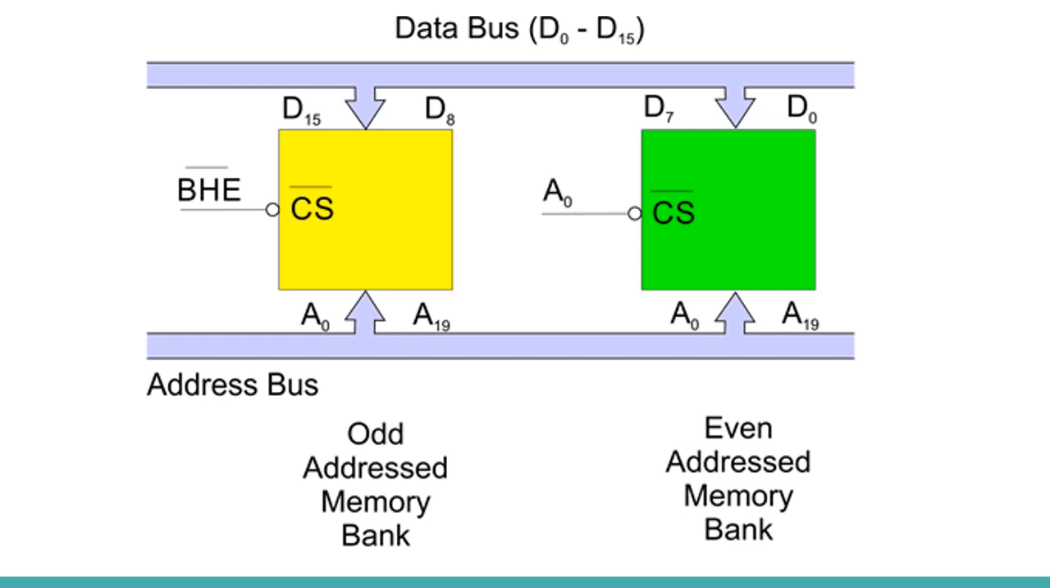Now, each of these memory banks is selected based on the chip select logic. So, the chip select of the even address memory bank is connected to the A0 node, that is the least significant bit of the address bus. When A0 is having a logic 0 value, this even address memory bank will be selected. When the bus high enable signal BHE bar is having a low value, then the odd address memory bank will be selected.